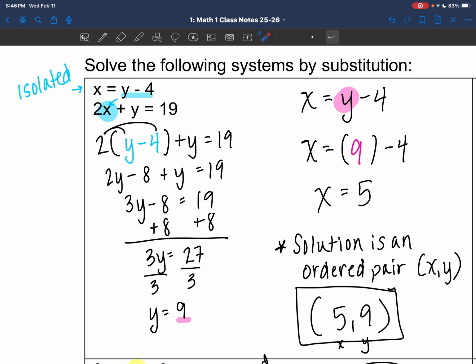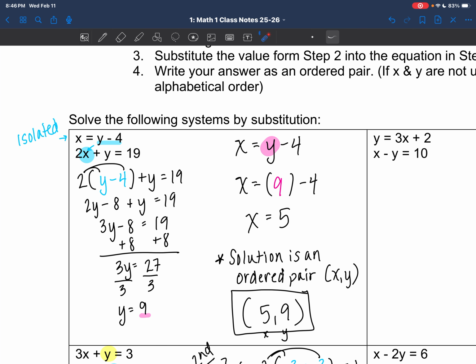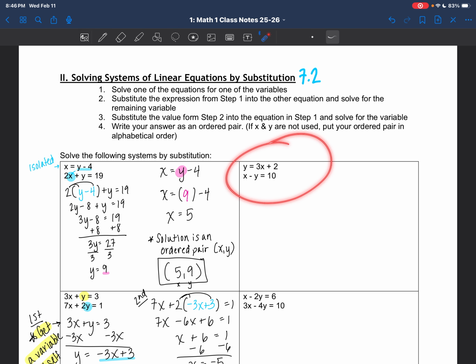So we have an x, we have a y, and remember the solution is an ordered pair, x, y. So we would do 5, 9. If we were to graph these, they would intersect at the point 5, 9. All right, I want you to go ahead and try that equation.